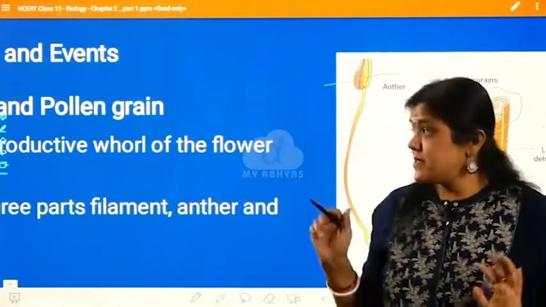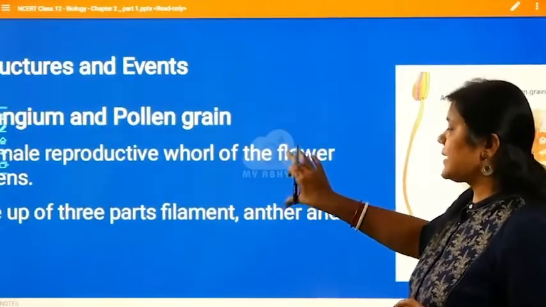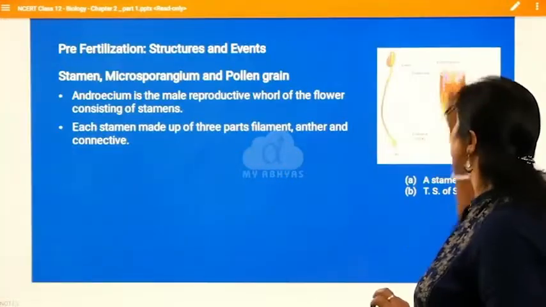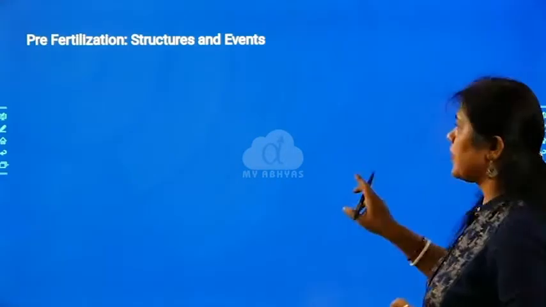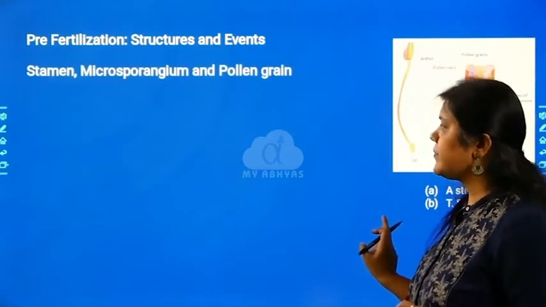Now as it is in this picture, you may ask, ma'am, you didn't explain only about this. So what exactly is it? It is the transverse section of the flower. Okay. Next, let us see what is the next one.